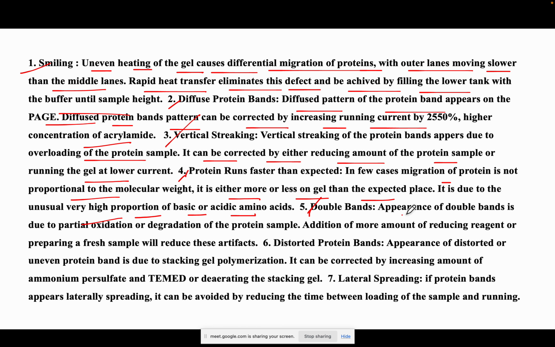Double bands. Appearance of double bands is due to partial oxidation or degradation of the protein sample.